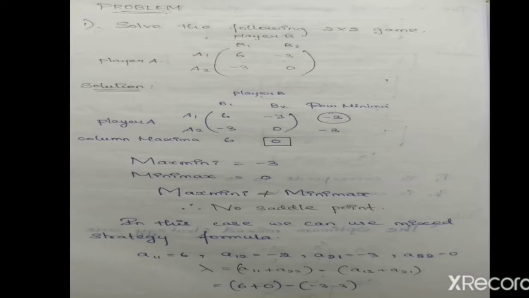So first you have to write the formula, that is better for you. Here we write the values of a11, a12, a21, a22. Before finding the value of the game, you have to find the value of lambda because you have to substitute the value of lambda in V. So lambda formula is a11 plus a22 minus a12 plus a21. Substituting the values: 6 plus 0 minus of minus 3 minus 3. So minus 3 minus 3 is minus 6, and minus of minus will be plus 6. So 6 plus 6 is equal to 12. So your lambda value is 12.